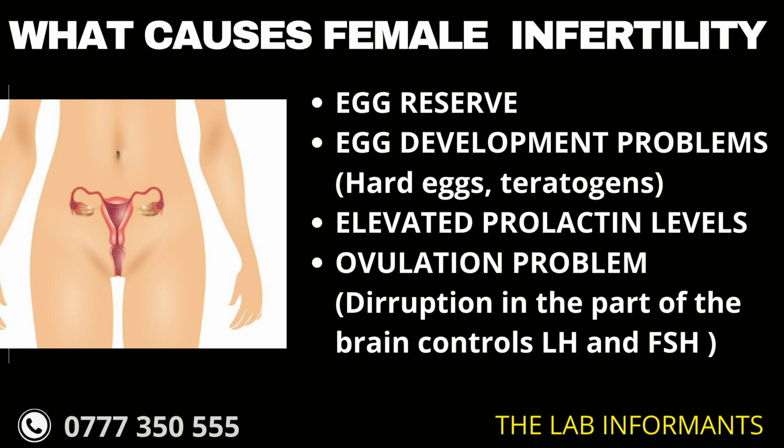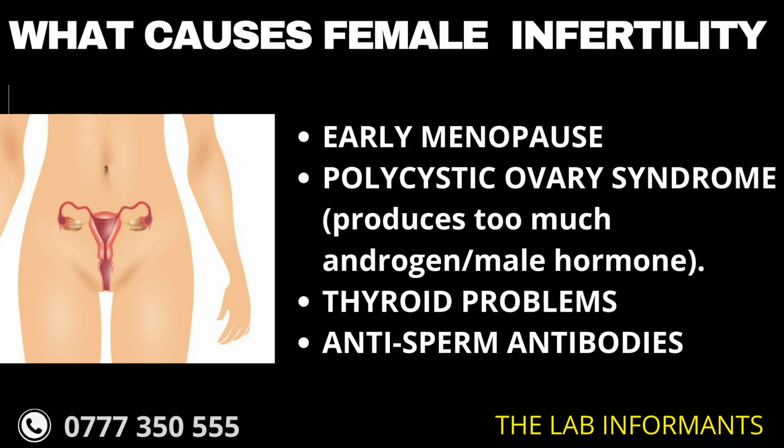Therefore, female infertility can be caused by egg reserve, egg development problems like hard eggs or teratogens, elevated prolactin levels, ovulation problems, and mainly when there is a disruption in the part of the brain that controls luteinizing hormone and follicle stimulating hormone. These are hormones that are responsible for menstruation periods. Infertility can also be caused by early menopause, polycystic ovary syndrome, which produces too much androgen or male hormone. Thyroid problems can also cause female infertility, as well as anti-sperm antibodies.